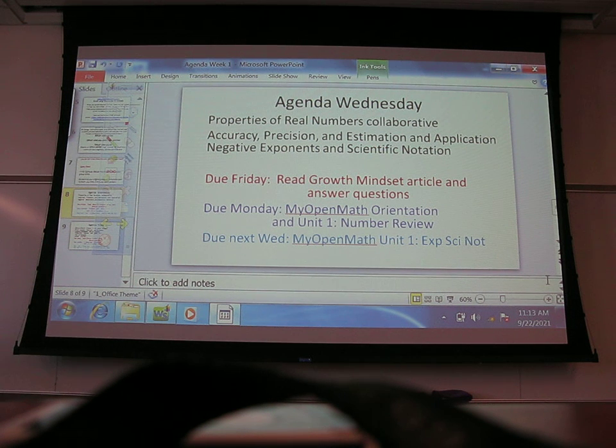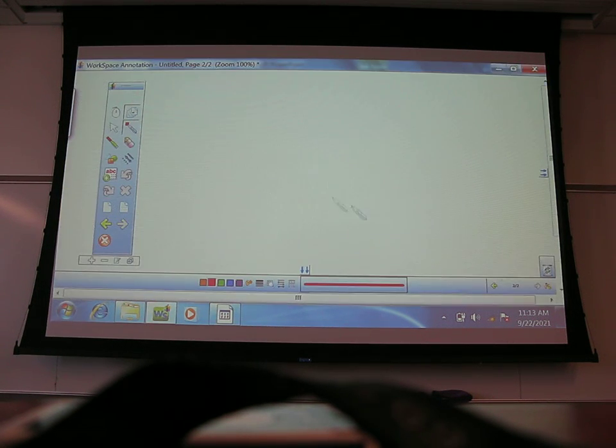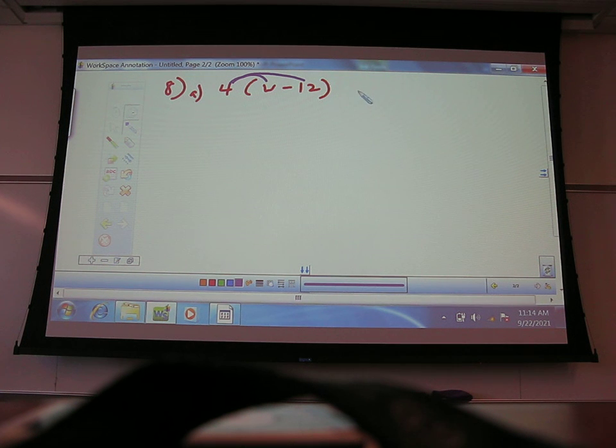Well, let's just take a look at them. All right, so number 8, distributive property. I think I did this one actually in class. 4 times w minus 12. You take the 4 and you distribute it, multiply it by the w. You take that 4 and you multiply it by the negative 12. So you end up with 4w minus 48, since 4 times 12 is 48.